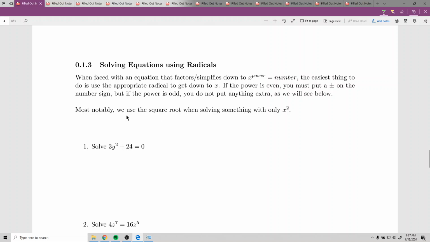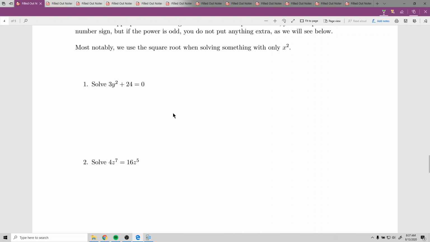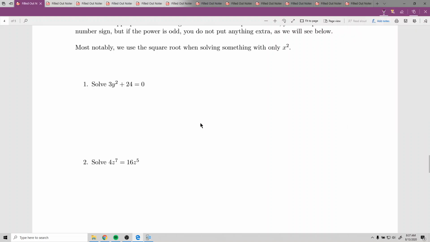And the one you're probably most familiar with is when you're just left with an x squared. The way you get rid of the squared part is do the square root. So this first one here says solve 3y squared plus 24 equals 0. Comparing this to the problems we were doing before, the reason we wouldn't want to try to factor this is there's only a y squared. There's not different powers of y.